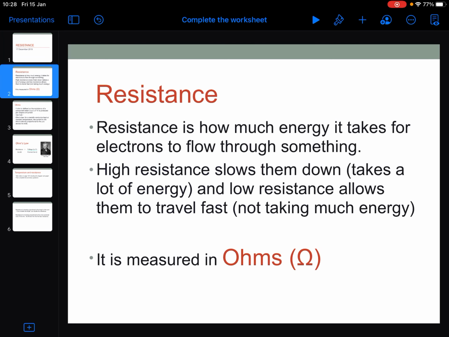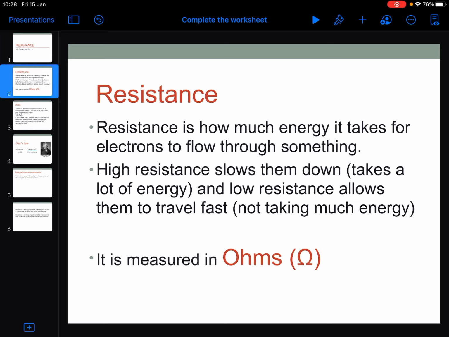So first bit is the resistance is how much energy it takes for electrons to flow through something. Now that's the kind of colloquial definition. I haven't seen an exam question that says what is resistance, but if I do come across one, I will obviously make sure you have an official definition that you can answer with. But that's the way I describe it because it's really good for you to be able to understand it in terms of electrons. So how much energy it takes for electrons to flow through.